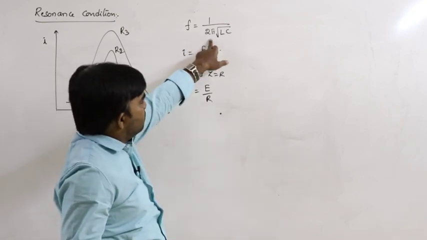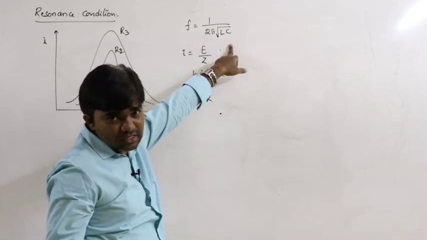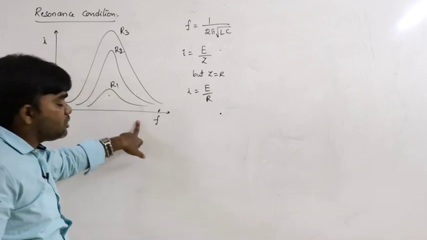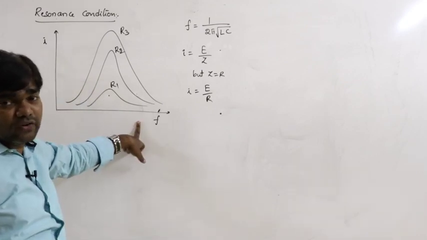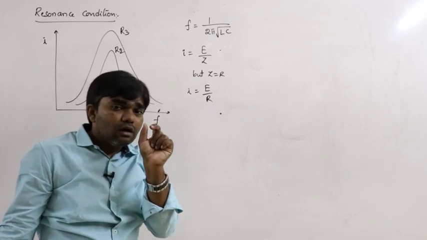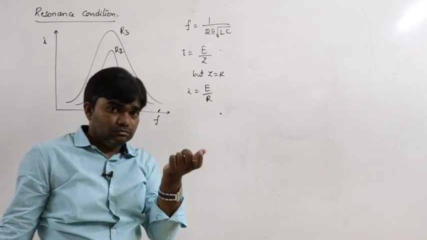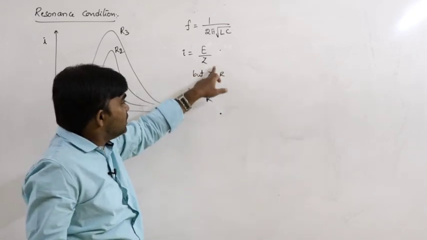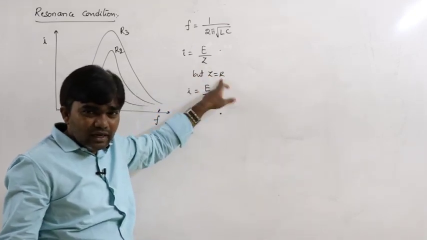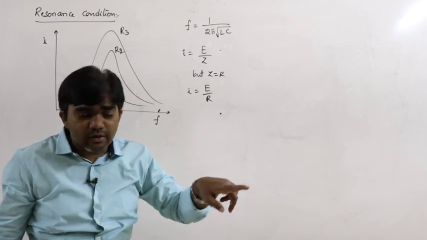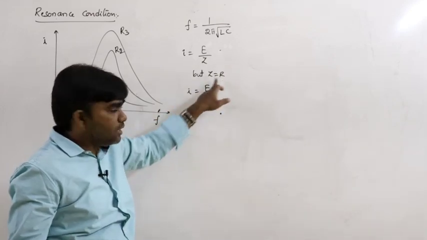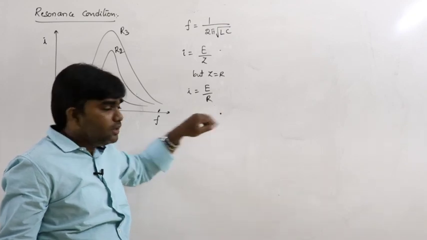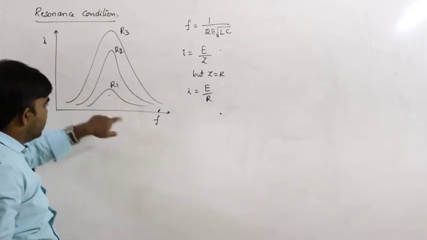Resonance frequency 1 by 2 pi root LC, there is no resistance, and current, here we are drawing the graph between current and the resonant frequency. Resonance frequency condition means current is maximum, because impedance is nothing but R. Inductive reactance must be equal to capacitive reactance. That is why Z is equal to R. Therefore, I is equal to E by R. Okay, I and F graph.